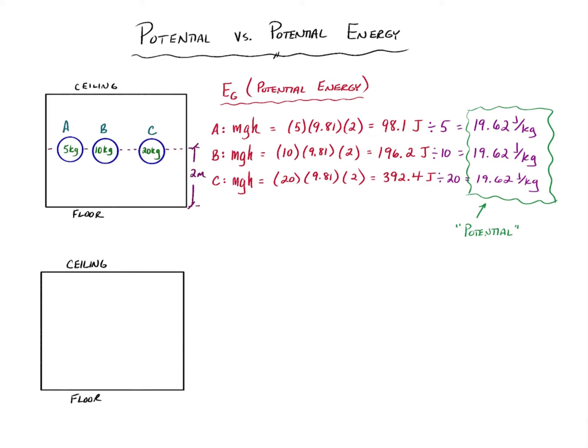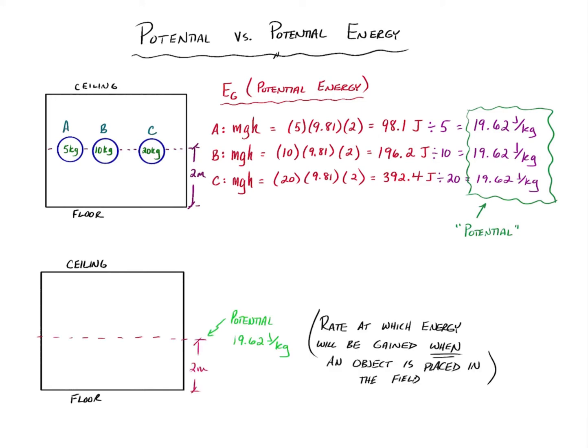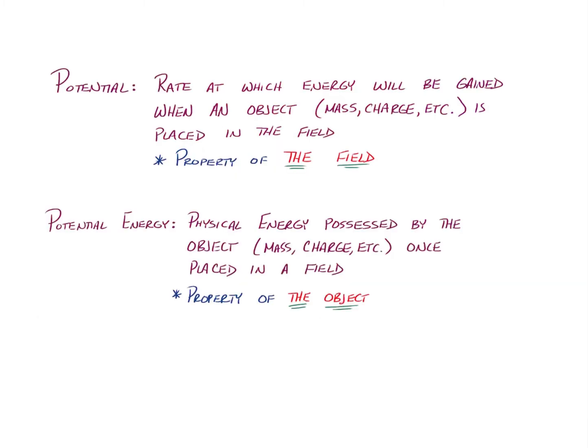We can eliminate the masses then and just recognize that anywhere along that line is going to have what we call a gravitational potential of 19.62 joules per kilogram. So what that really is telling us, again, is the rate at which energy will be gained by a mass when that object is placed in the field. So the potential is always there in the field. The mass gets the energy, the potential energy, when it shows up at that location. But the potential is a property of the field itself, and the energy is a property of the mass or the charge, depending on what we're looking at.